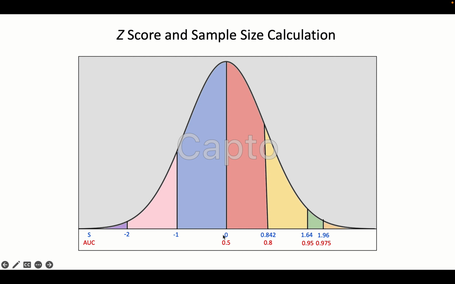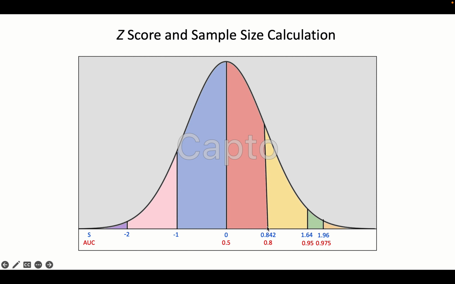So when the Z-score is 0, the area under the curve, which is represented by this area, is exactly 50%, right? Now, if you want to calculate the area under the curve of the Z-score of 0.84, that would be exactly 80%, which is 0.8 here.